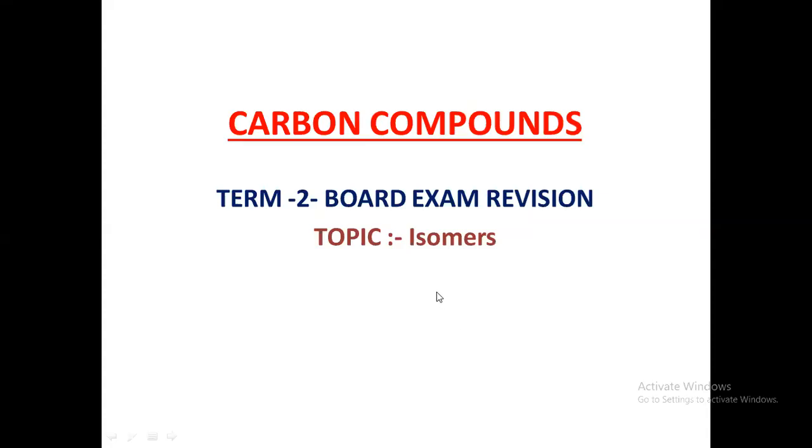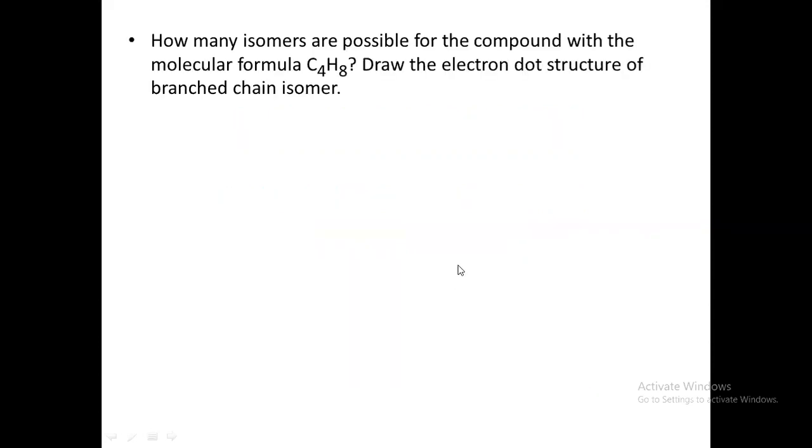In this video, we are going to discuss some expected questions from the topic isomers. You might have seen this question in the sample question paper. A 3-mark question is asked from the topic isomers, where you are asked to find the number of possible isomers for the formula C4H8 and to draw the electron dot structure for the branched one. So it's a sure question for 3 marks. So we'll see the other possibilities from the topic isomers.